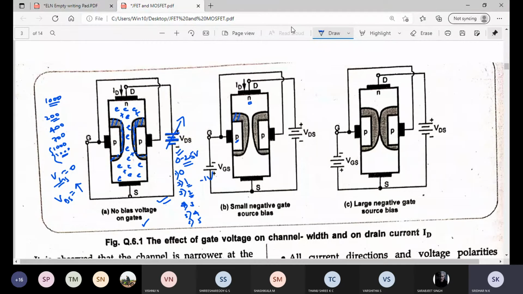Can you see here? It was very small. Now it has increased. Similarly, here also it is increased, because these two are short circuited internally. It is increased on both sides. The depletion layer has encroached into the channel. What does this mean? What happens to the channel size now because of this negative voltage applied on VGS?